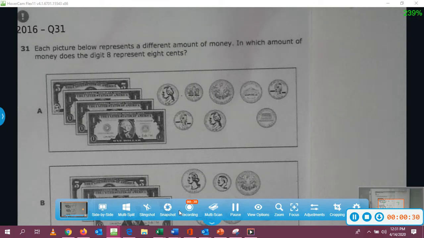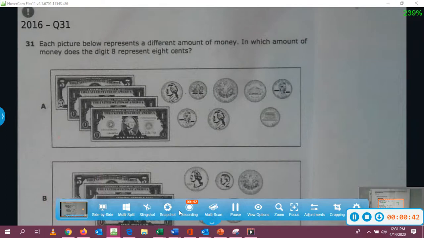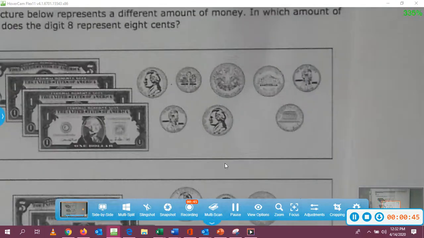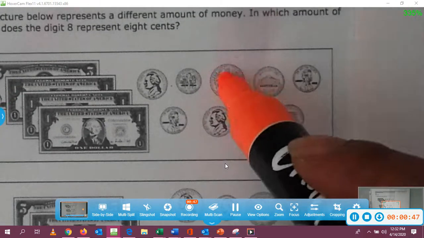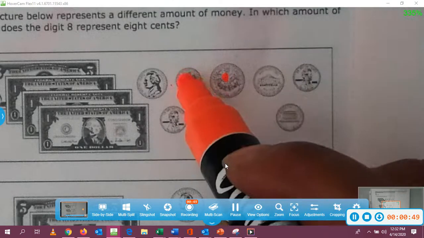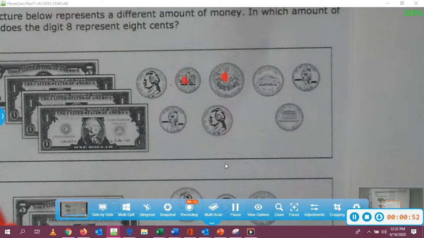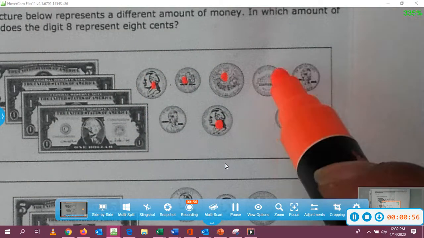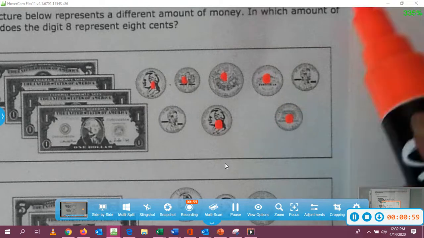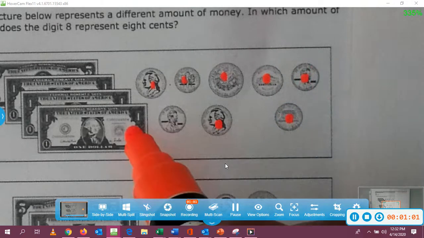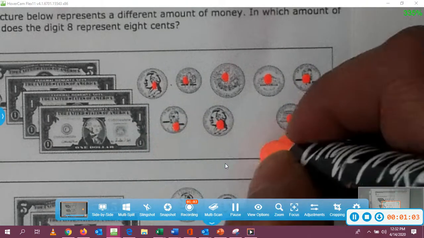So that'd be in the ones place. So let's count. Okay, 25. Let me see. Yeah. So 25, 35, 40, 45, 50, 51, 52, 53. So this will be 53 cents.